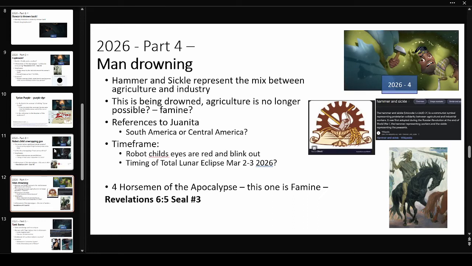Now this scene here, part 4, okay, we have the hammer and sickle, the man drowning with the hammer and sickle.